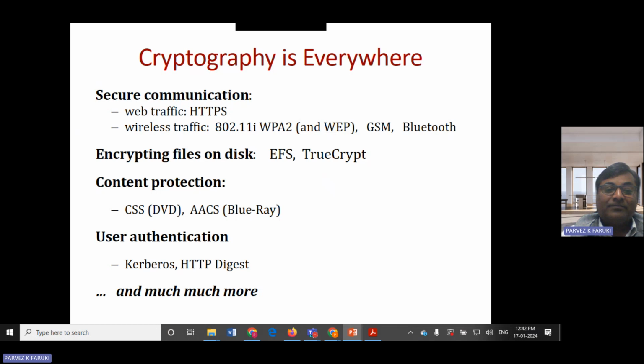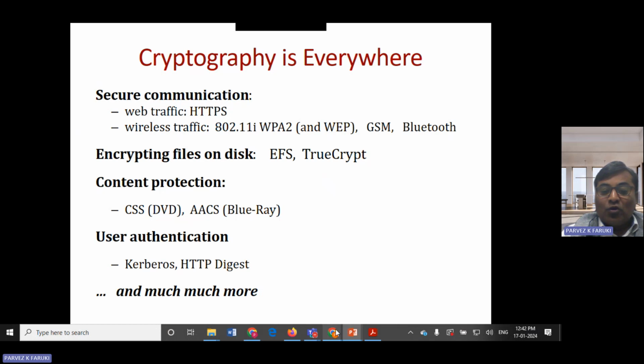Now even your discs, your DVDs, your pen drives also have protection mechanisms in the form of CSS for DVDs and AACS for Blu-ray discs. And we know the difference between Blu-ray discs and DVDs.